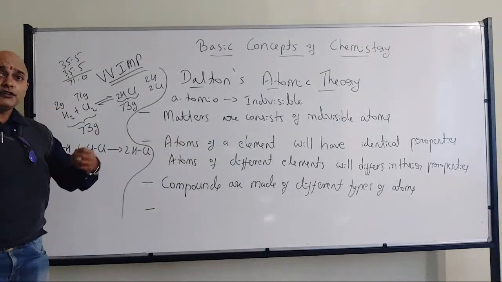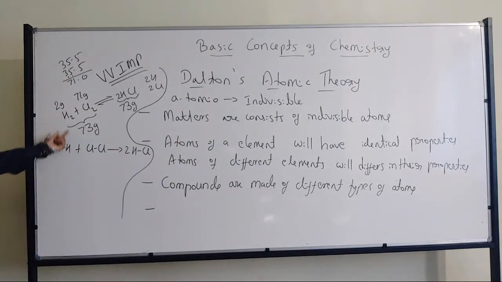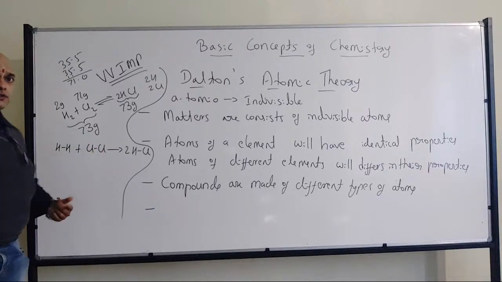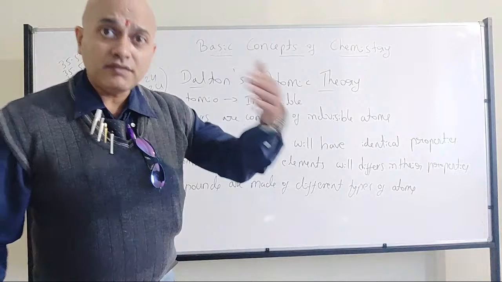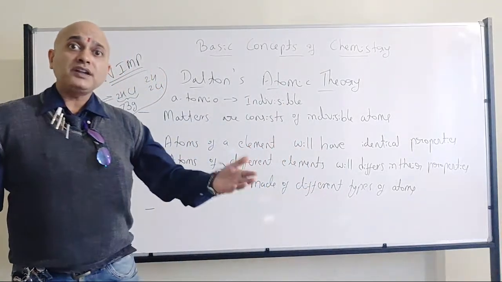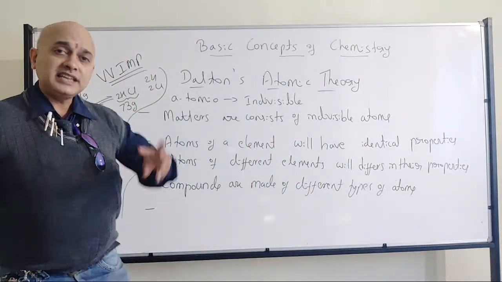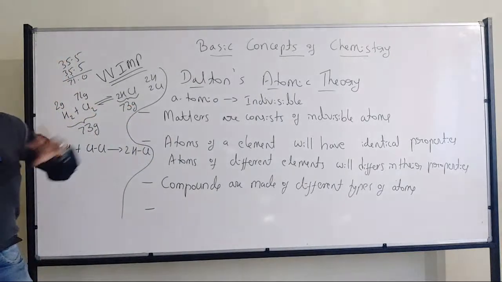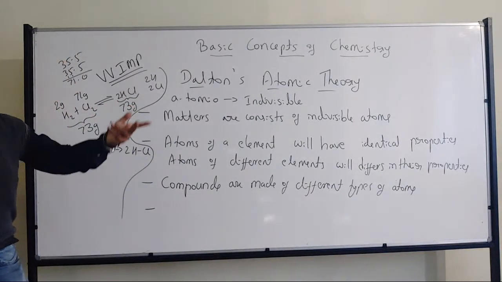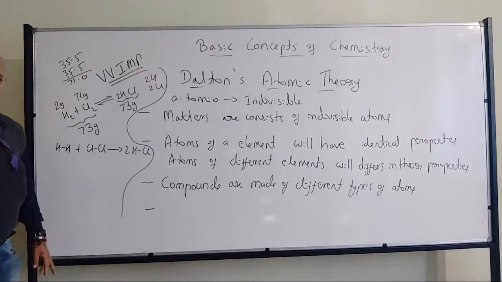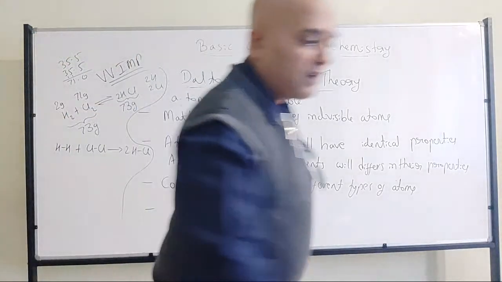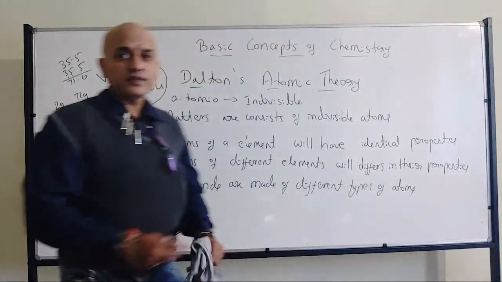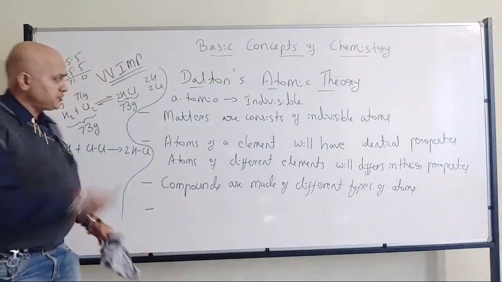So instead of hydrogen bonding with hydrogen in the reactant, now it has shifted to bonding with chlorine. Instead of chlorine bonding with chlorine, now it has shifted to bonding with hydrogen. So that means there is a shift in the bonding. There is a rearrangement of the elements. That's what we can conclude, right? All of you have understood this one, right?